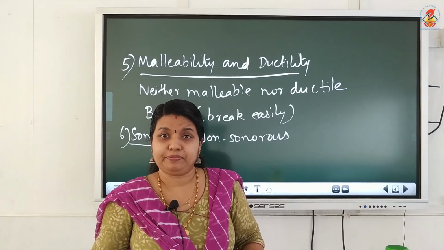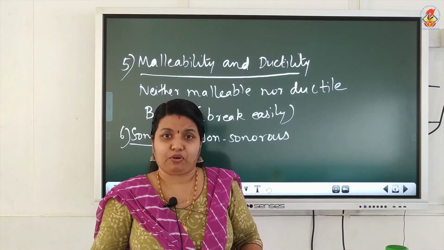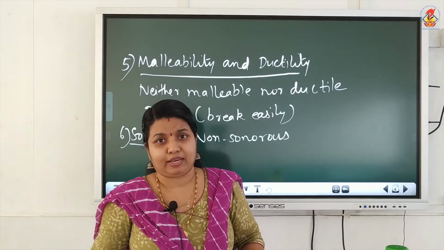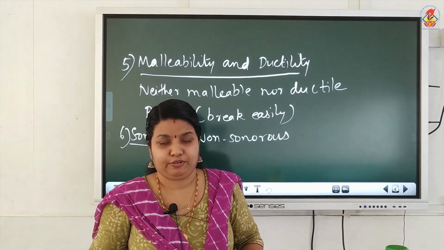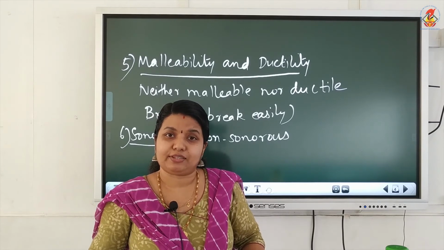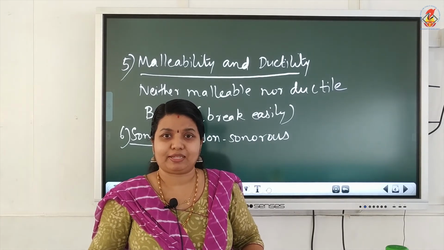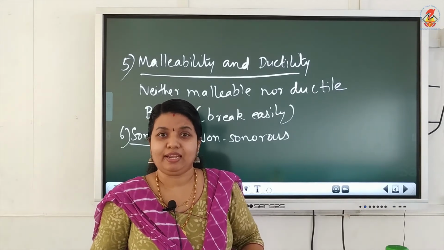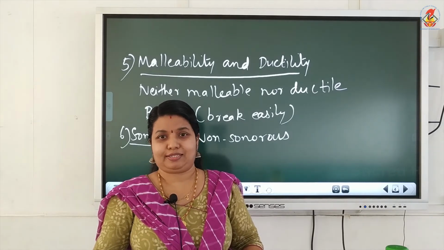Now, hardness, generally non-metals are soft, but diamond, which is made up of a non-metal carbon, is the hardest substance known. Then conductivity of heat and electricity. They are poor conductors of heat and electricity, but there is an exception. Graphite, which is made up of carbon, a non-metal, is a very good conductor of electricity.